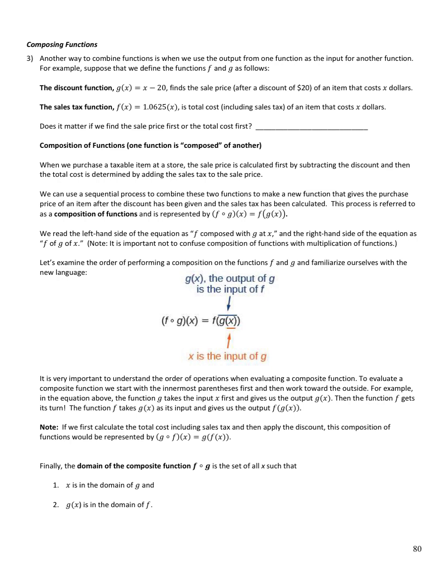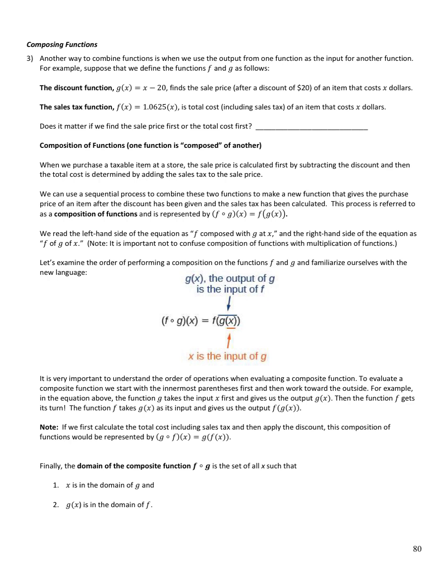Composing functions. Another way to combine functions is when we use the output from one function as the input for another function. For example, suppose that we define the functions f and g as follows. We have a discount function, g of x, that's x minus 20. It finds the sale price after a $20 discount. And then the sales tax function multiplies your price times 1.0625, and that tells you the price after tax.